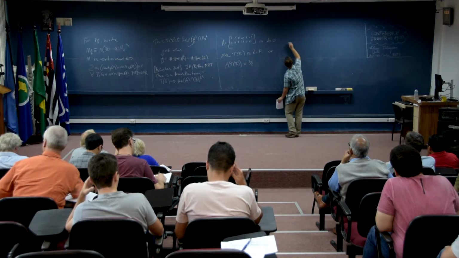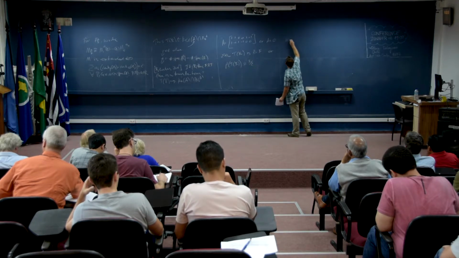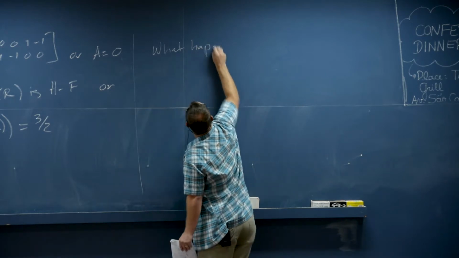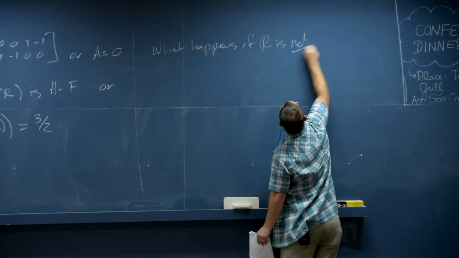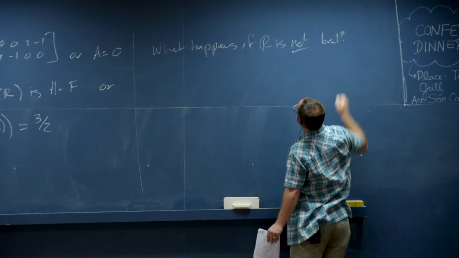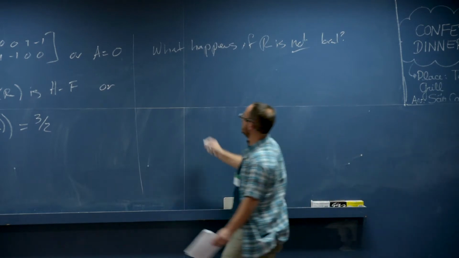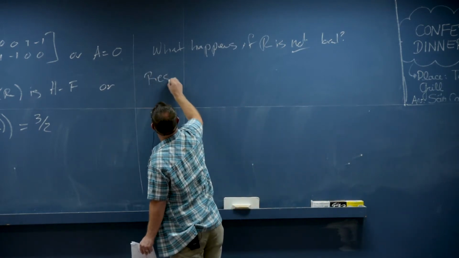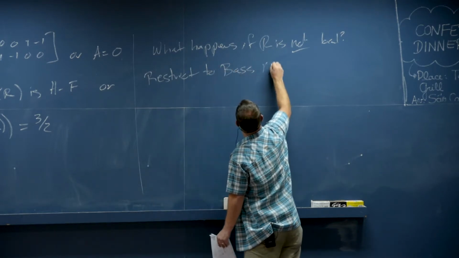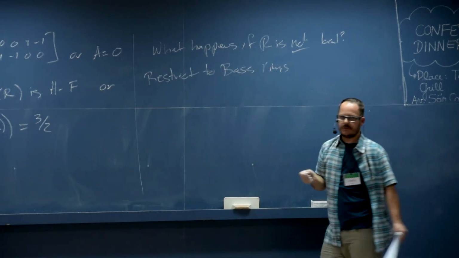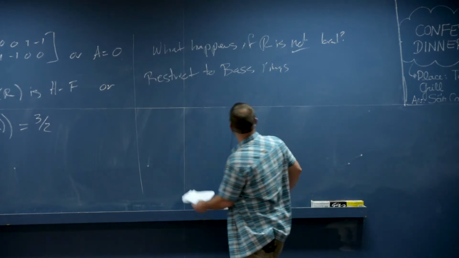So now, in the remaining 8 or 9 minutes, what happens if R is not local? Okay. And that becomes a much harder question, and so I want to restrict to Bass rings. So every ideal is 2 generated.